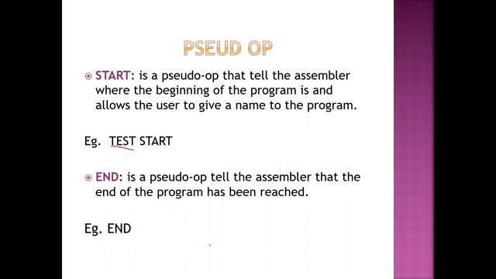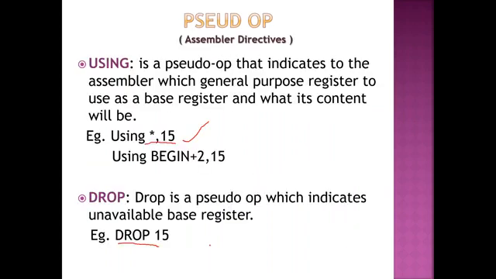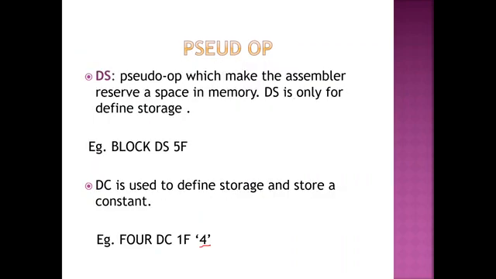The second one is END. It tells you where the program ends. The third one is USING. USING tells two things: your base register and what value is stored inside the base register. DROP tells you which register is unavailable. DS defines the storage. DC defines the storage and also stores a constant inside it.